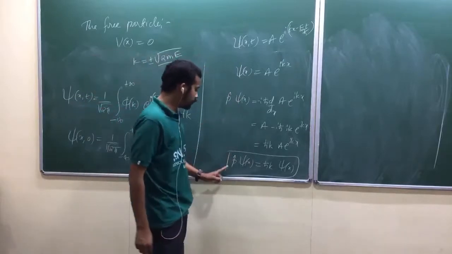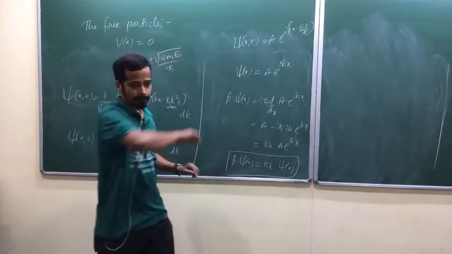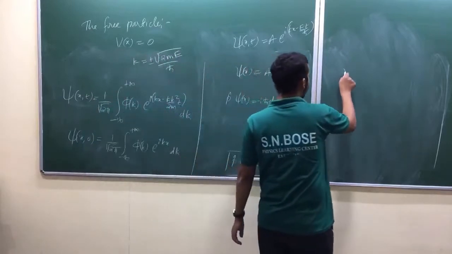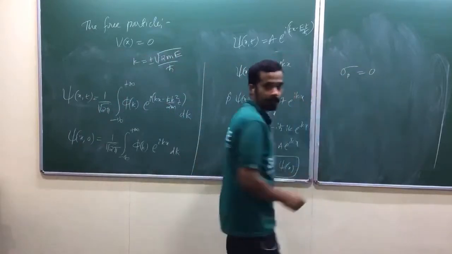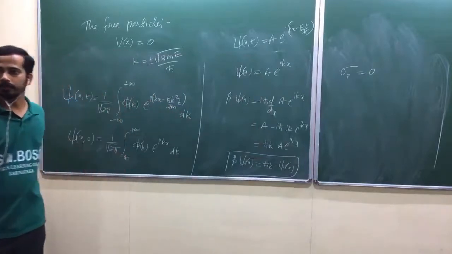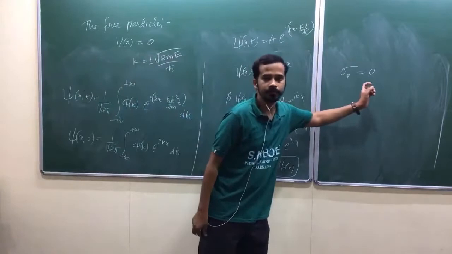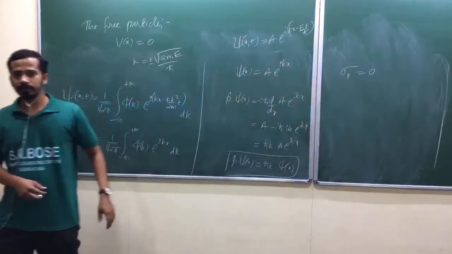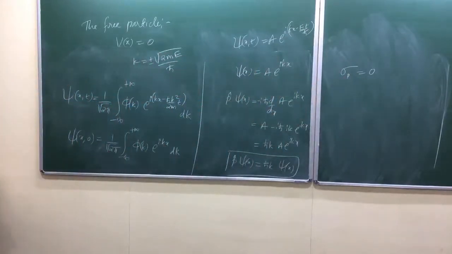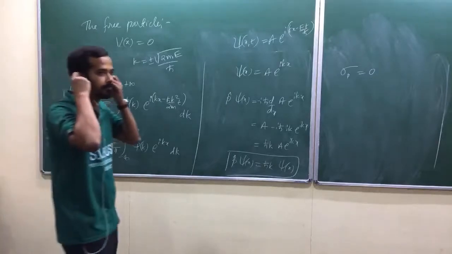Now, observe one more thing. This is a definite momentum state. What do you mean by a definite momentum state? Yeah, speak out. Any question? Momentum uncertainty is 0. Am I right? What do you mean by a definite momentum state? Momentum measurement will give the same answer. Are you getting my point?